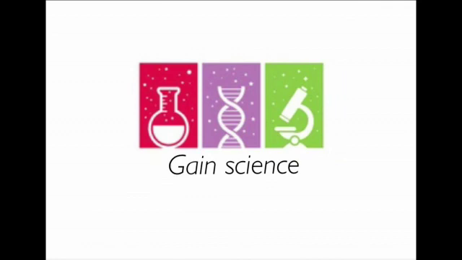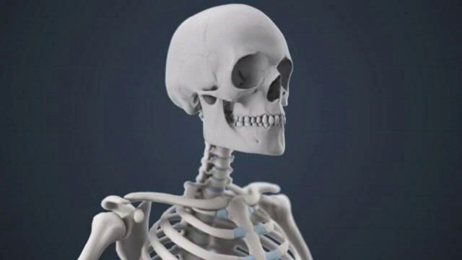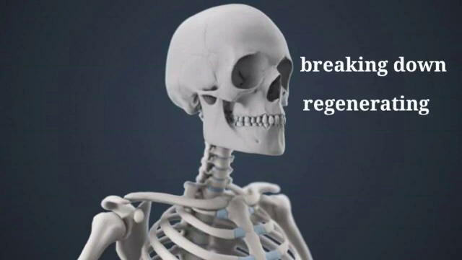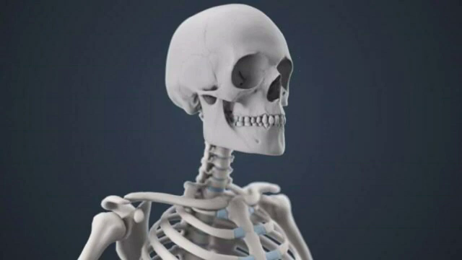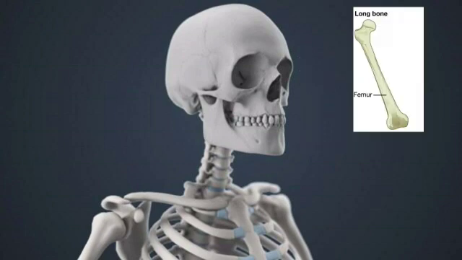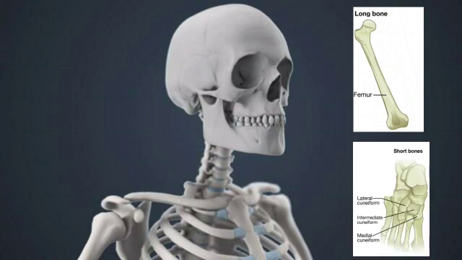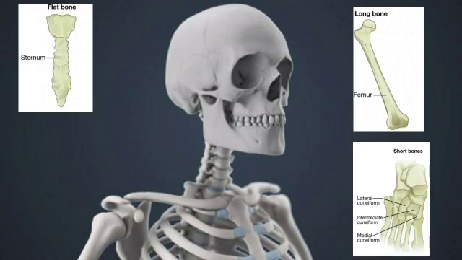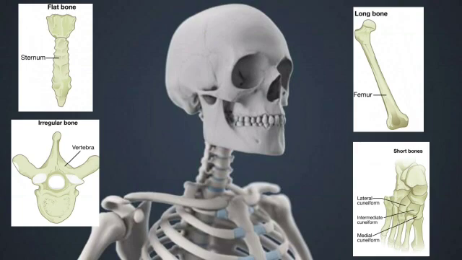Today's video is about bones, which is an active connective tissue that is constantly breaking down, regenerating, and repairing itself. Bones come in 4 different shapes: long bones, short bones, flat bones, and irregular bones.